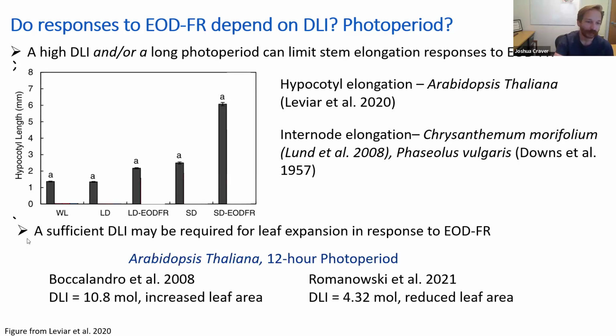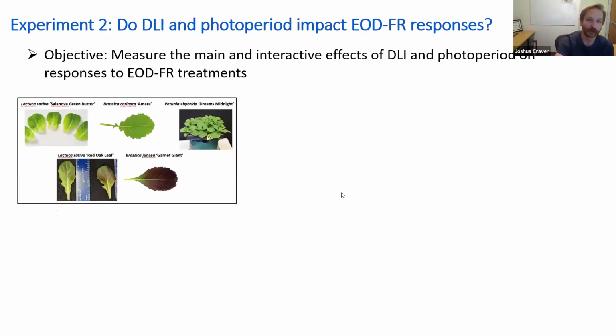And then just as a point to close this, a sufficient DLI may be required for leaf expansion in response to end of day far red, just as it may be required when far red light is applied throughout the day. I have one example of Arabidopsis thaliana, where when it's grown under a high DLI, you get increased leaf area, but when it's grown under a low DLI, which is much more common in end of day far red experiments, you get that reduced leaf area. So I know I'm getting close to time here.